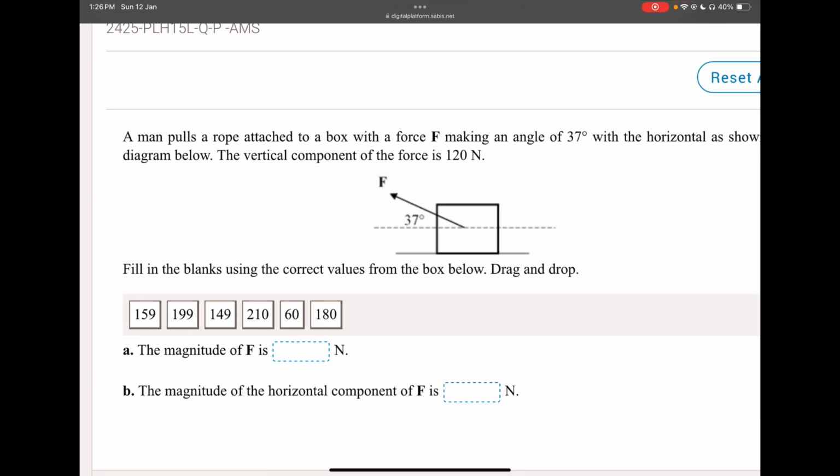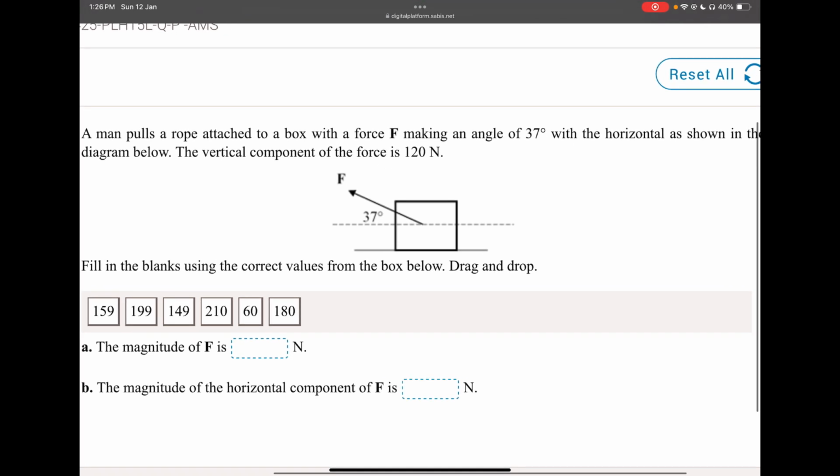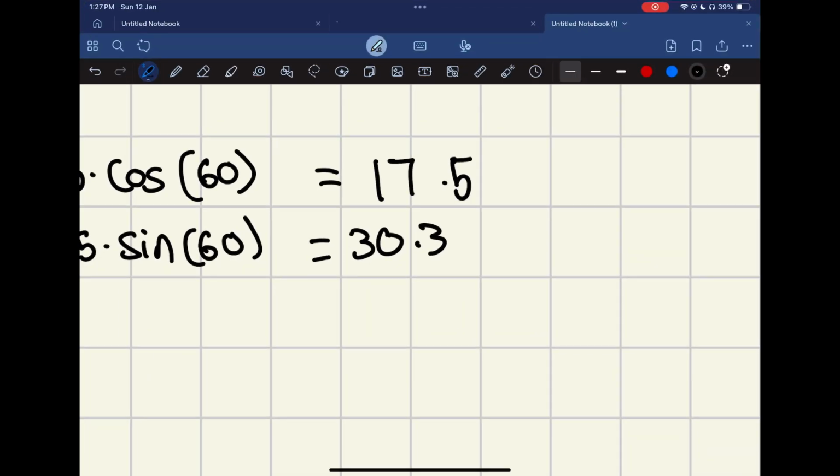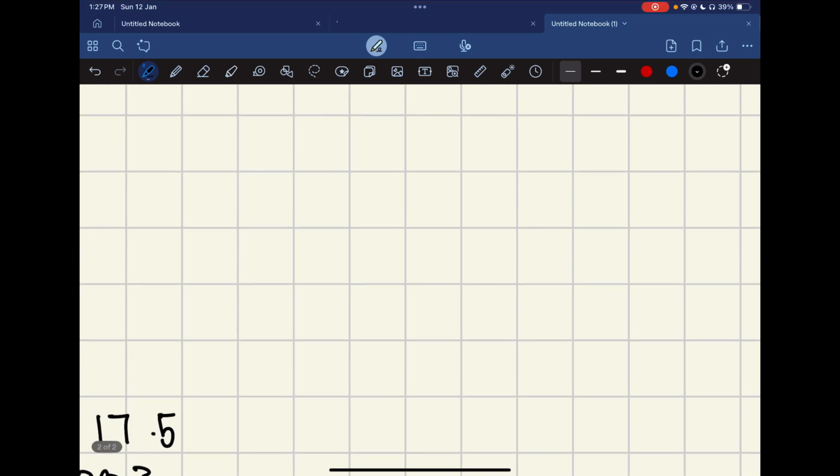Okay. A man pulls a rope attached to a box with a force F, making an angle of 37 degrees with the horizontal as shown in the diagram below. The vertical component of the force is 120 newtons. Okay, so how do we find the magnitude? This is the formula for magnitude.